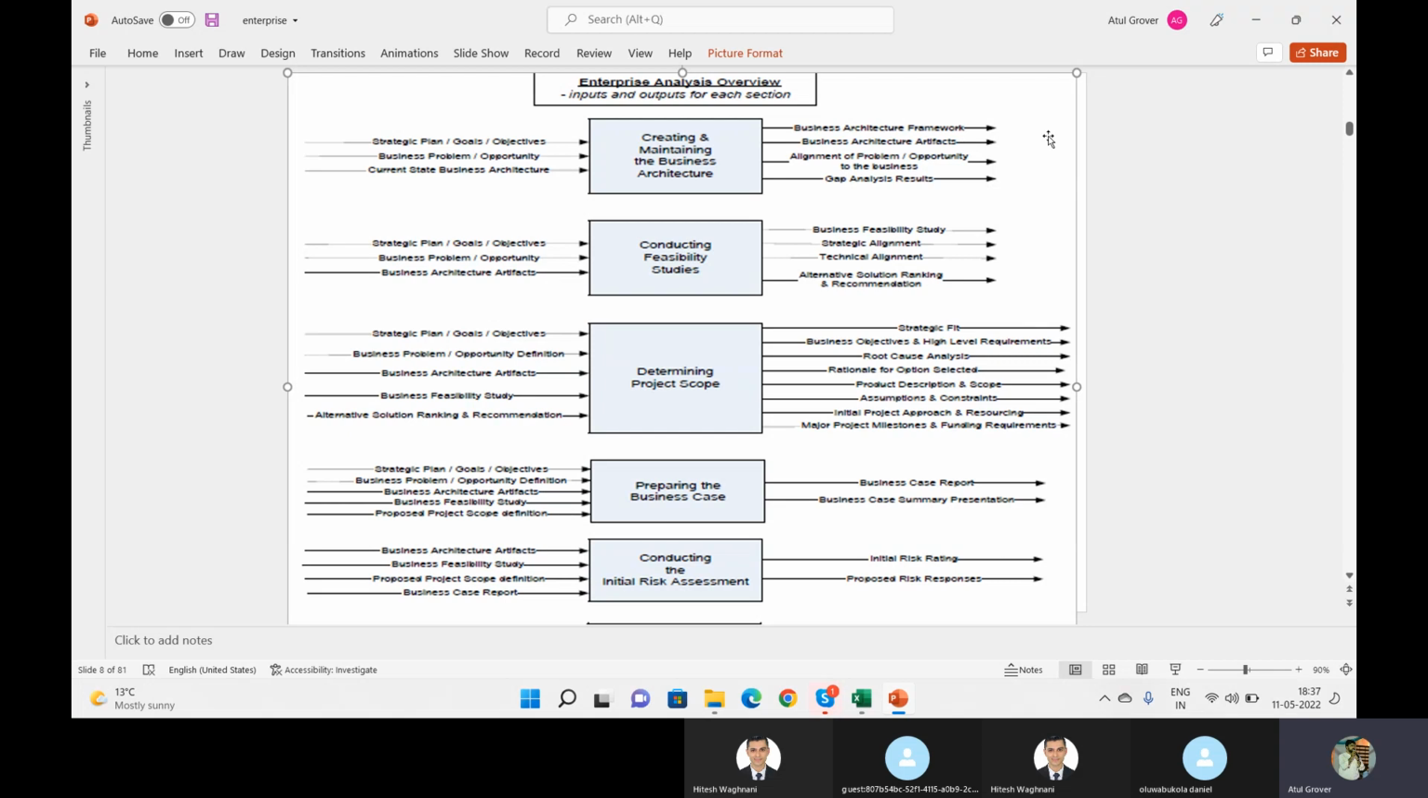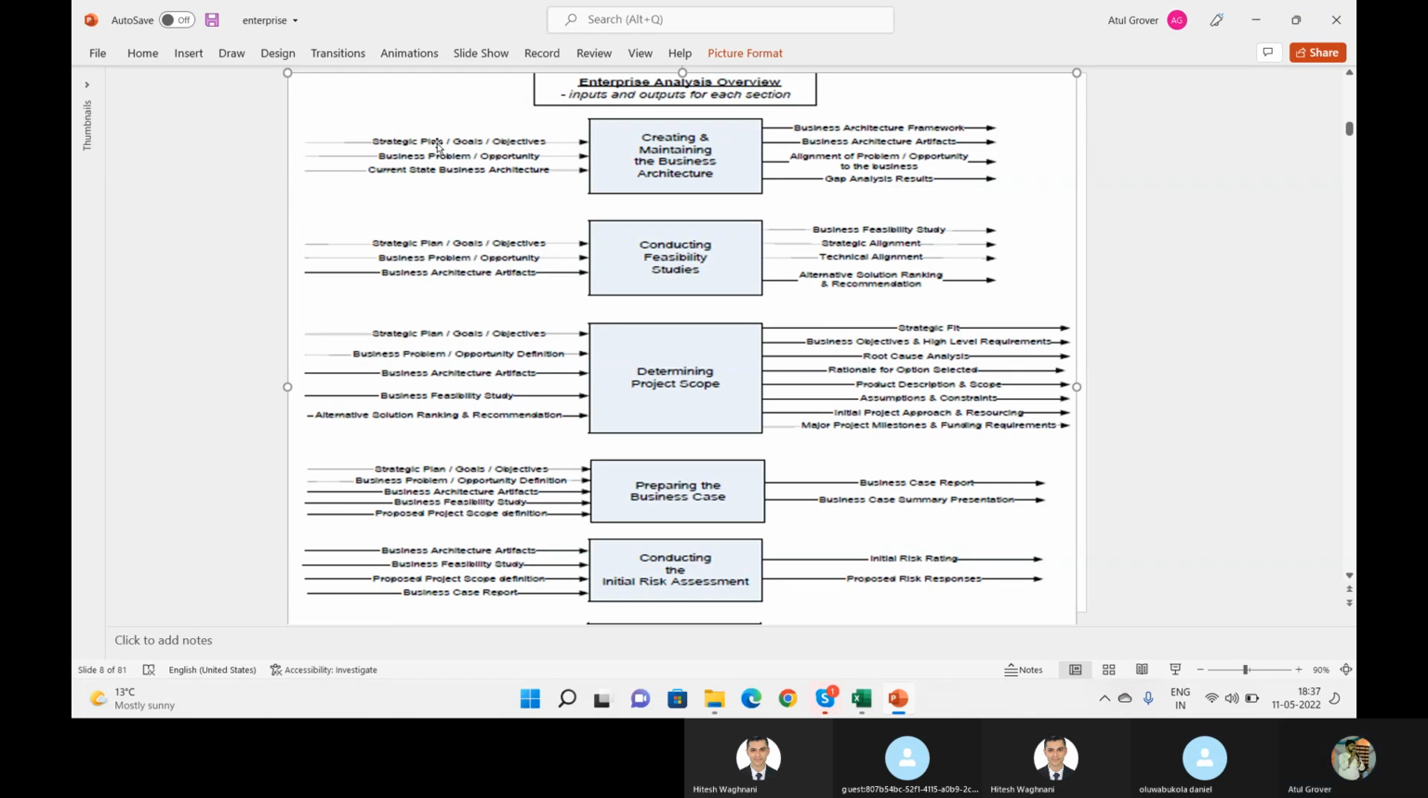They have business architecture artifacts. Artifacts are something which can be in the form of small chunks, maybe some documentation, some videos, some presentations, some white papers, some reports. Those are the artifacts. Then you have to align the business problem in the business architecture with the opportunity, that is, what problem statement I'm going to sort out.